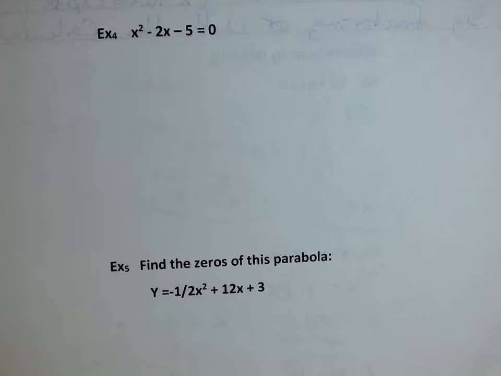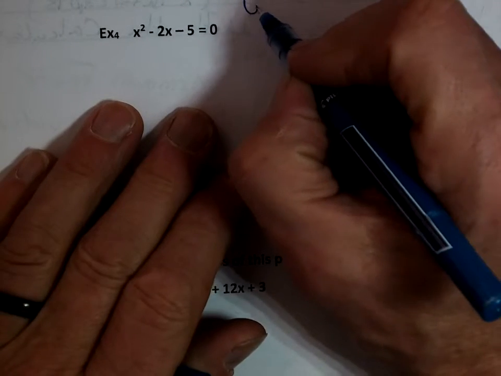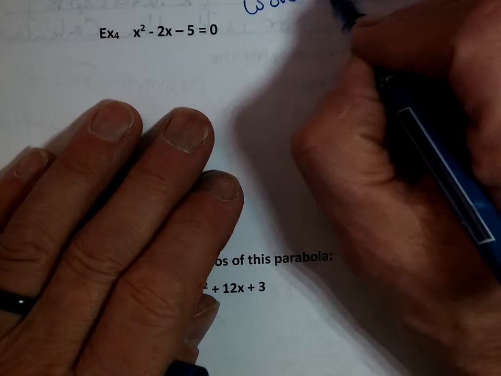All right, now, turn the page. Example 4. It won't factor. Doggone it. Means more work. It won't factor. Okay, so let's graph it.